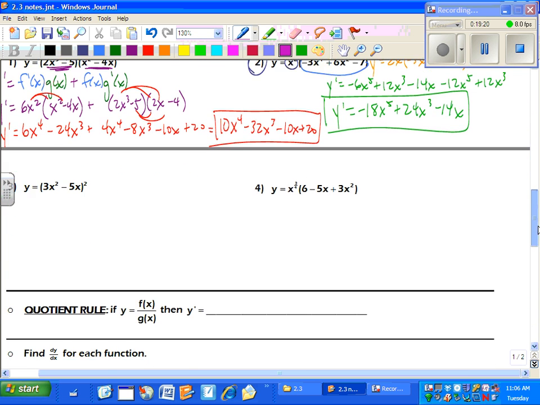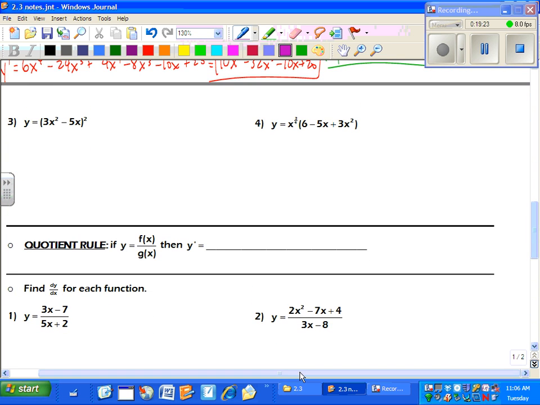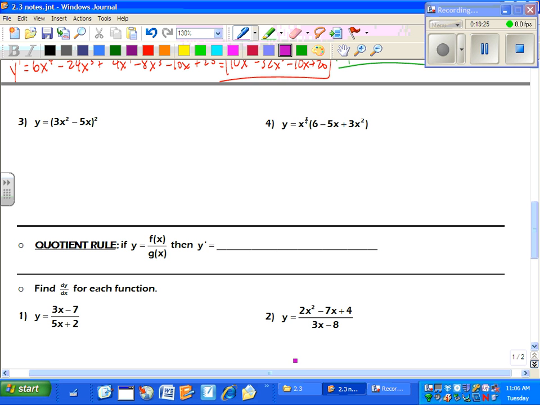Alright, flip over to the other side. We're not going to do number 3 and number 4 right now, just so we can get to the other ones. But number 3, what would we have to do first for number 3 before we could take the derivative? Split it up or rewrite it, right? We're squaring this. So it's going to be 3x squared minus 5x times 3x squared minus 5x. But we'll save that one for later.